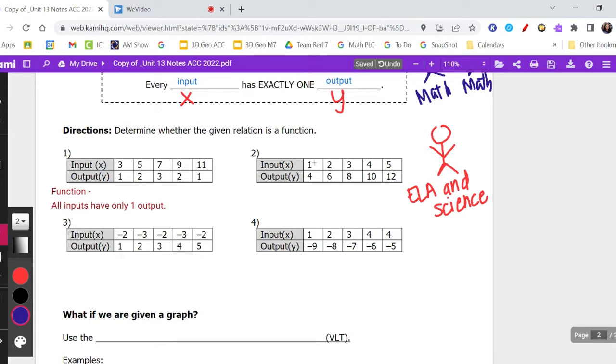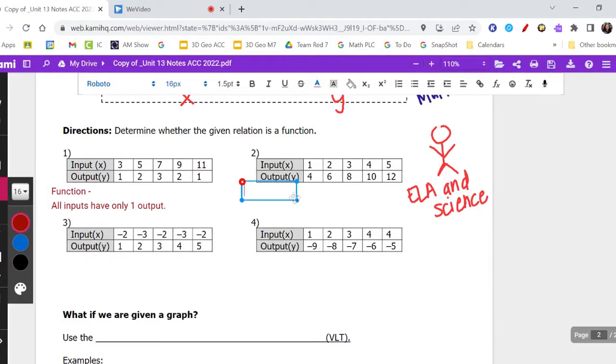All right, next one. 1 goes to 4, 2 goes to 6, 3 goes to 8, 4 goes to 10, 5 goes to 12. Is this a function? Yes, because every x value is only expected to go to one y value. So we are going to say again, function. All inputs have only one output.